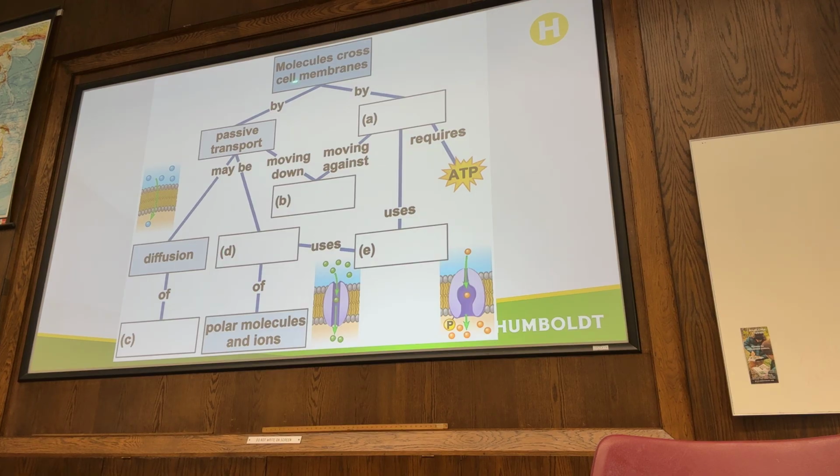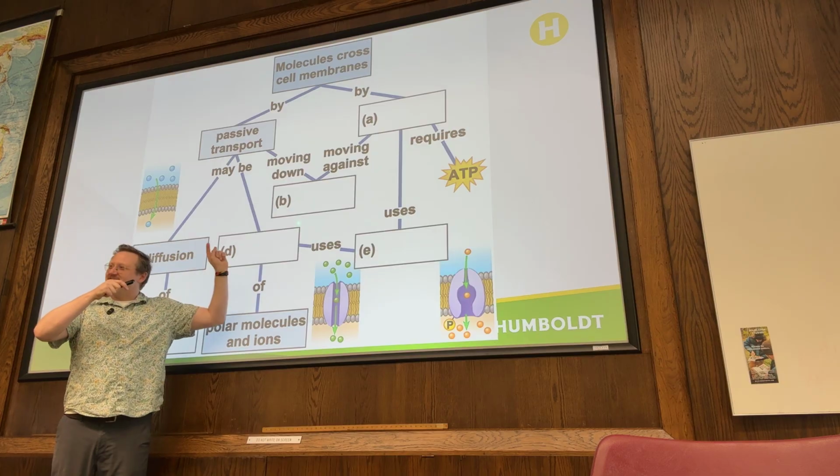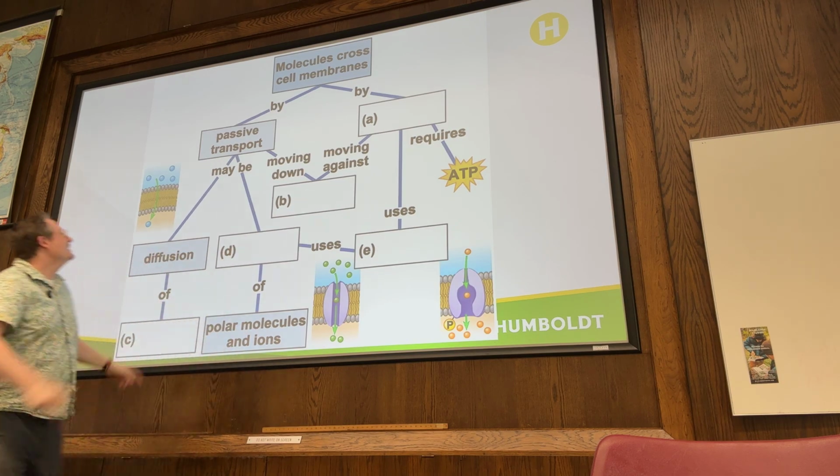Here we go. Molecules can cross cell membranes by two categories of process. We're not including endocytosis here, but we could have another category for endocytosis. Don't worry about that. Molecules cross cell membranes by passive transport and by active transport. Passive transport moves down blank. Active transport moves against blank. Concentration gradients. Awesome.